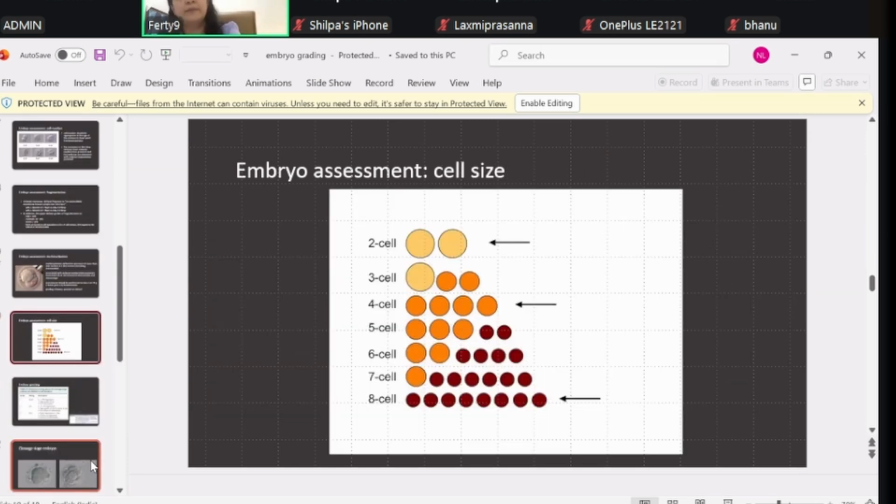So, embryo assessment: cell size. In this picture we are talking about cell-stage-specific cleavage. At the 2-cell stage, there should ideally be 2 equal-sized blastomeres. At 3 cells, one is a little different in size and 2 are equal in size. At 4 cells, ideally all the blastomeres are of equal size. In the same way for 5 cell, 6 cell, 7 and 8 cell. So this denotes the stage-specific cleavage of day 3 embryos.